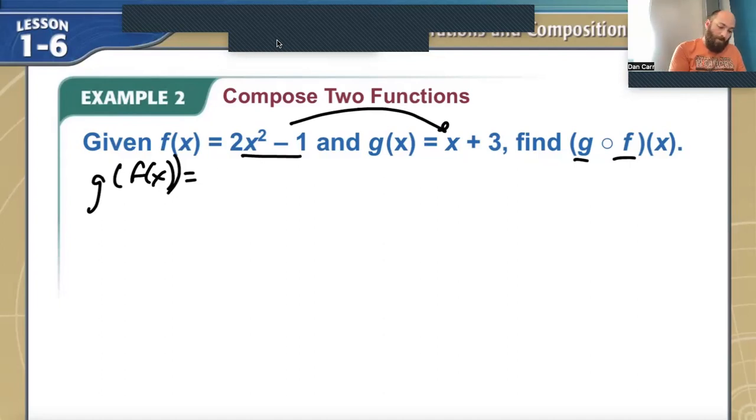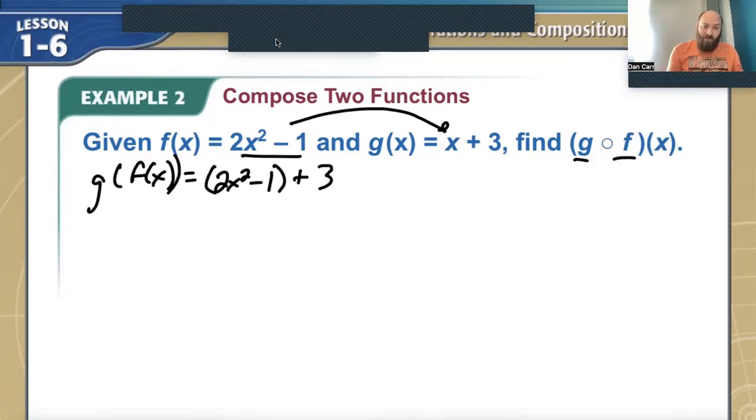So here's how I like to do it. I'm going to set parentheses and then plus 3. I'm writing that g of x function, but instead of an input of x, I'm going to leave it as an open blank. 2x squared minus 1 is what's going to go in there. So I can put that 2x squared minus 1 there.